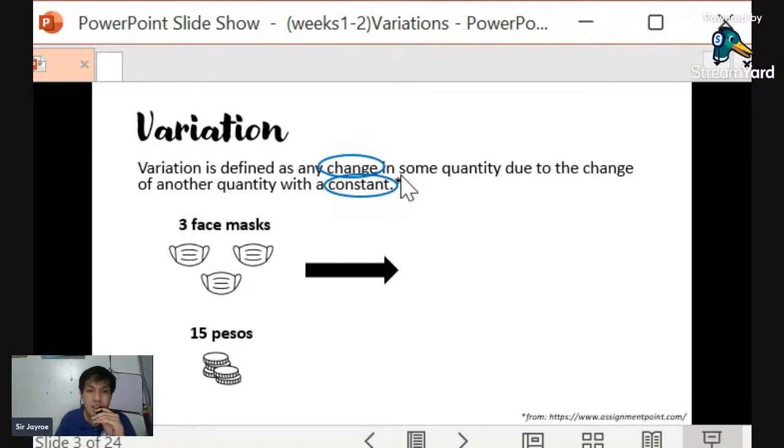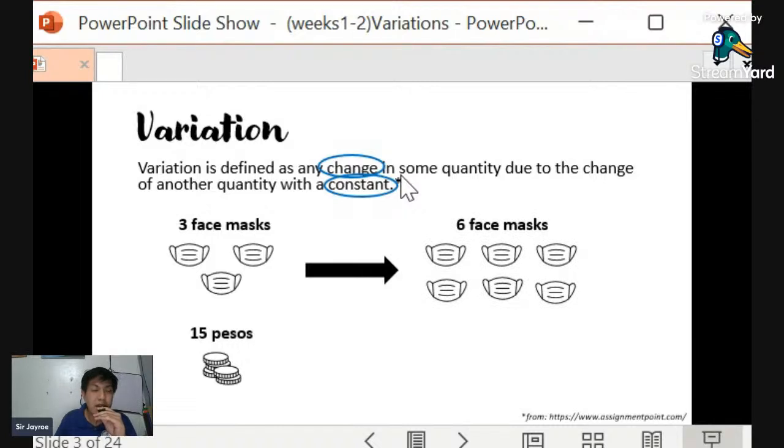But later on, biglang nagbago yung isip mo and sinabi mo na anim na lang kaya yung bilhin kasi syempre, 'di ba pag face mask, dinidispose agad yan. So nagbago ka ng isip, no? So from 3 face masks, ang bibilihin mo na ngayon ay 6 face masks. So nagbago yung ating quantity, 'di ba? Nakalagay nga dyan sa variation, change in some quantity. Ngayon, ang tanong diyan, kung nagbago yung bilang ng face mask, what will happen to the price?